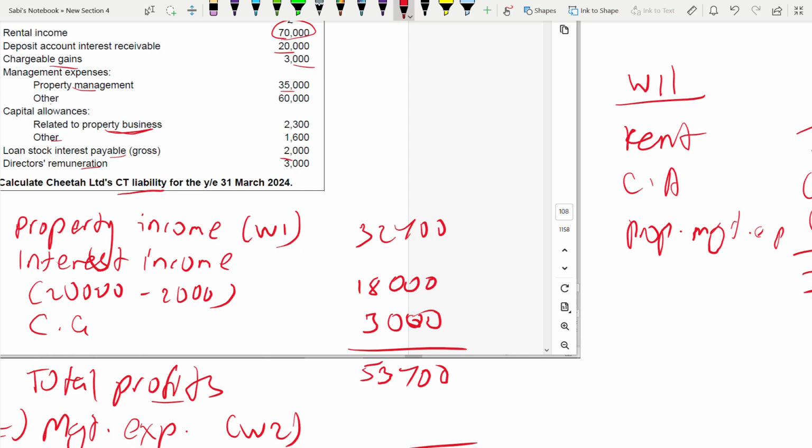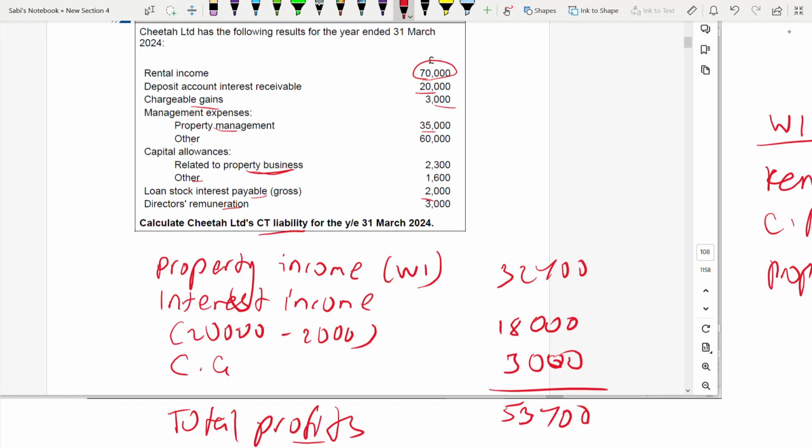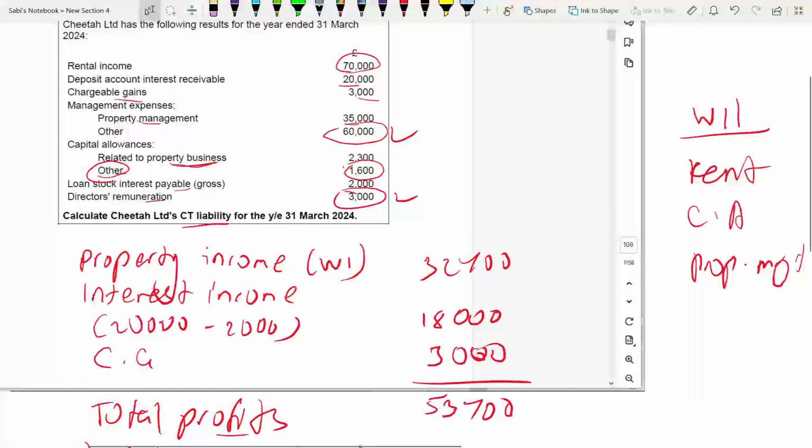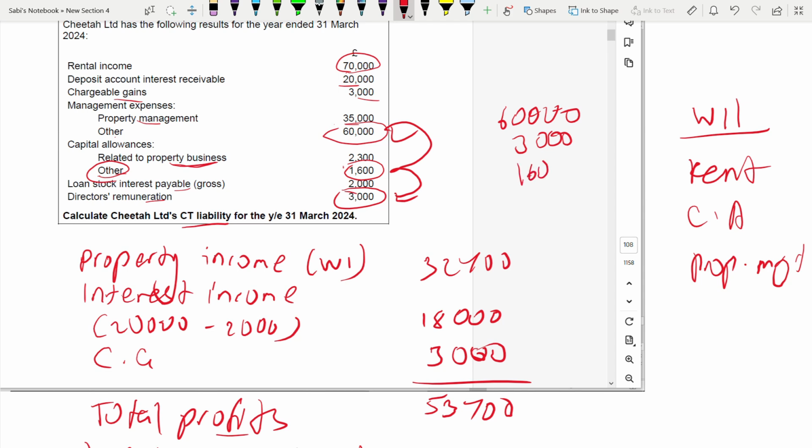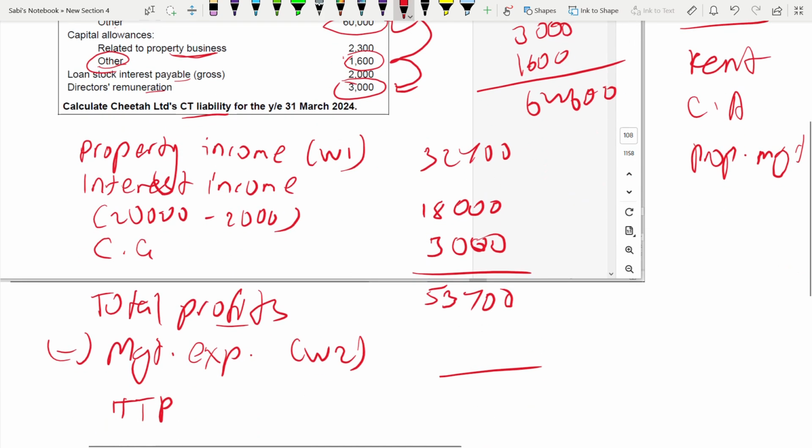Once you get 53,700, let us do working 2 for management expenses. We have 60,000 management expenses, then directors' remuneration 3,000, so 60 and 3, and then we have the capital allowances under management expenses, 1,600. So we add all three and then we'll deduct from our total profit. Remember, the excess management expenses are not allowed. So 60,000 plus 3,000 plus 1,600, we are getting 64,600 as management expenses.